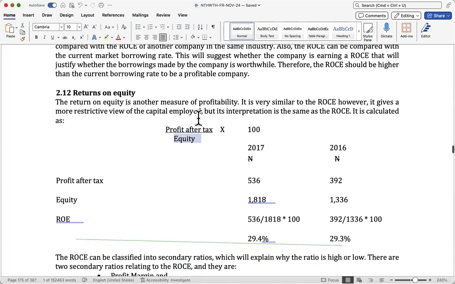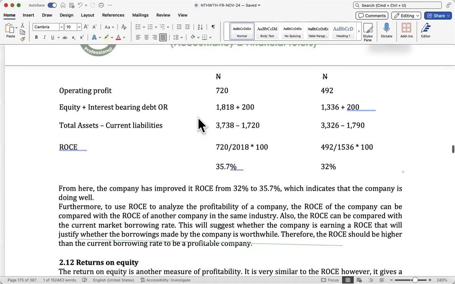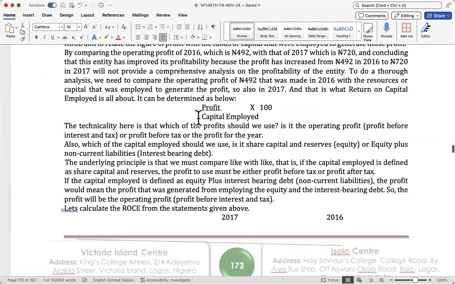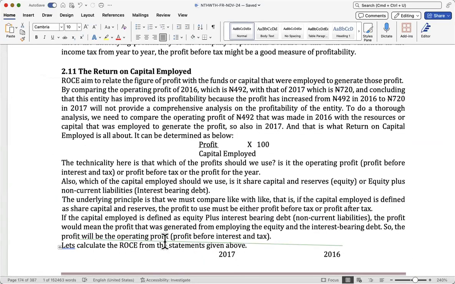In the exam, you usually would be asked to calculate ROCE, right? In most questions, the examiner will tell you that the capital employed is equity and interest-bearing debt. They always tell you. That means the profit you must use in determining your ROCE must be PBIT, which is your profit before interest and tax.